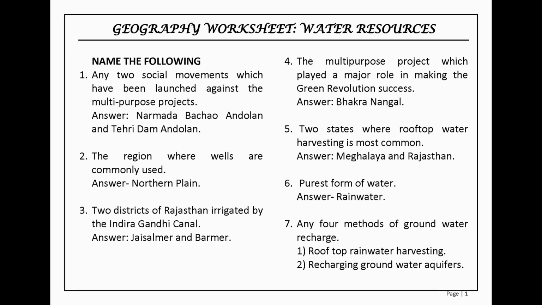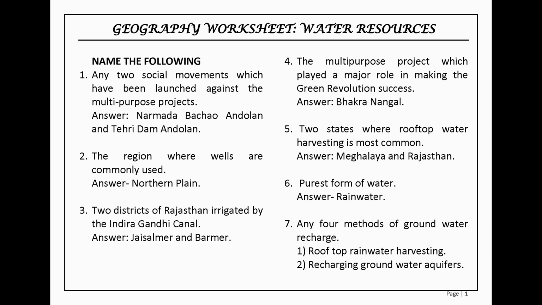Answer, Jaisalmer and Barmer. The multipurpose project which played a major role in making the Green Revolution success. Answer, Bhakra Nangal. 2 states where rooftop water harvesting is most common. Answer, Meghalaya and Rajasthan. Purest form of water. Answer, rainwater. Any 4 methods of groundwater recharge.